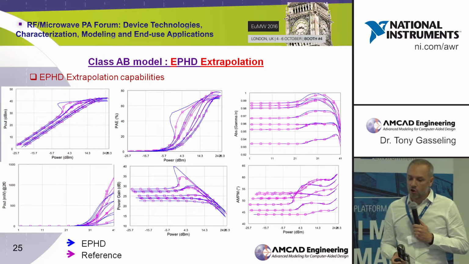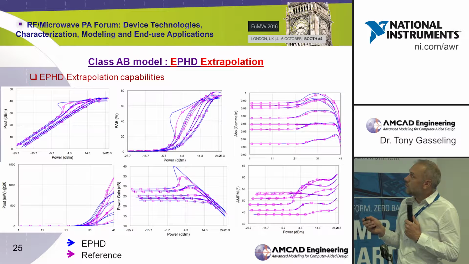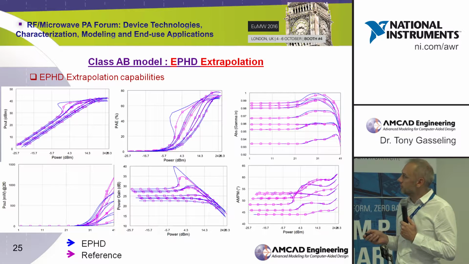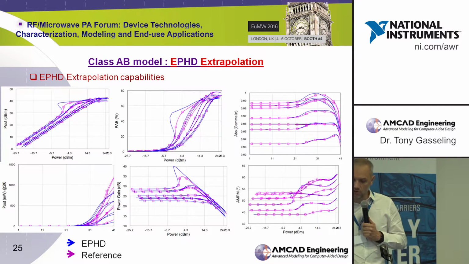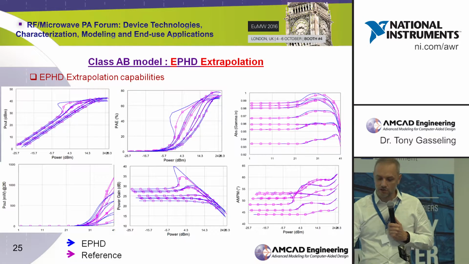Because of the higher order of model description with the EPHD, even in tough conditions where we have an almost negative input impedance, we still have good behavior looking at the model prediction in these extrapolated conditions. So this was for the class AB model.